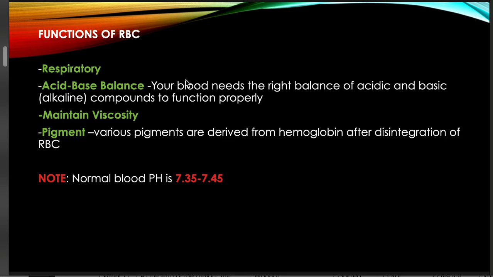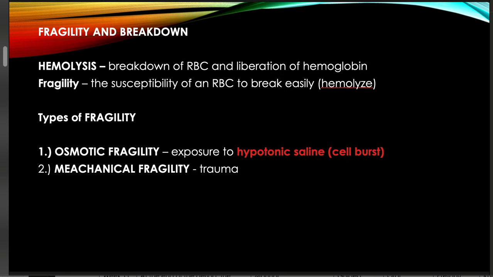Various pigments are derived from the hemoglobin after disintegration of your RBC. Wait a moment, guys. So note that the normal blood pH is 7.35 to 7.45.